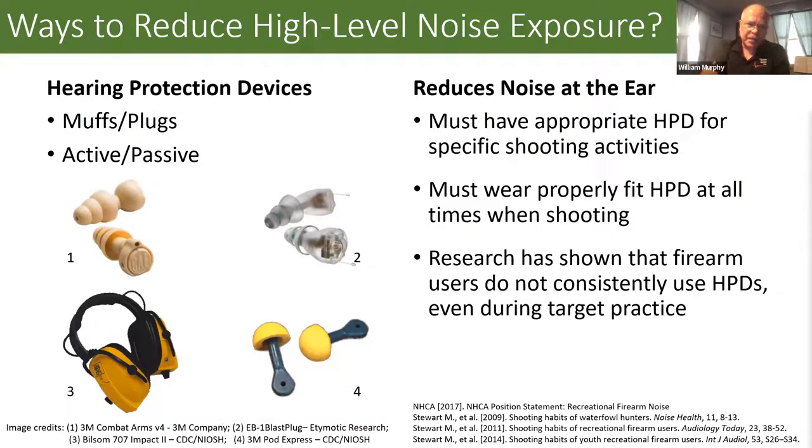How do we reduce these high-level noise exposures? Well, hearing protection seems to be the mechanism of choice for things like firearms. It reduces the noise at the ear. It's specific to the shooting activity. You have to make sure that what you're using is properly fit. And the research that's been conducted by Mike Stewart and Deanna Meinke, another one of our colleagues, actually Don works with Deanna at University of Northern Colorado, shows that firearm users do not consistently use hearing protection devices, even during target practice. Next slide.